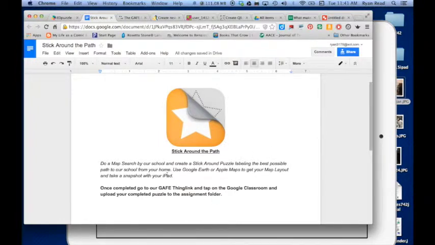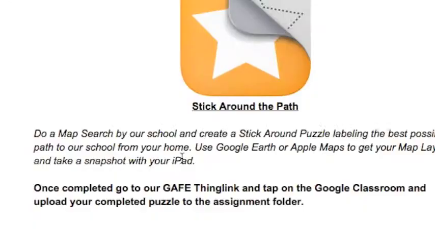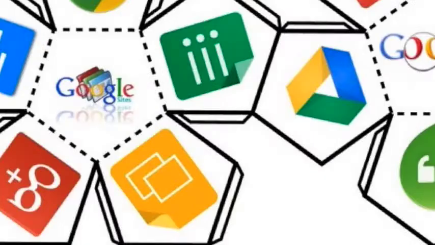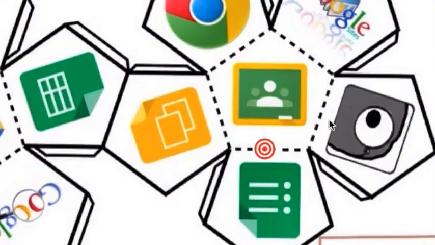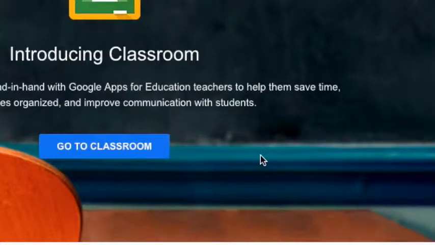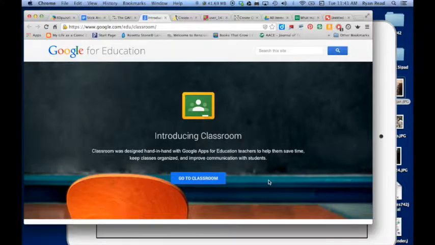Basically, they will do a map search in which they must find the correct path from their home to their school. And then they go into the app itself and create it. Once they've created the Stick Around puzzle, they will save it and upload it directly to their Google Drive, which they can then go right through to their classroom like so, and log in and upload the final assembly puzzle directly to the classroom that they already belong to.